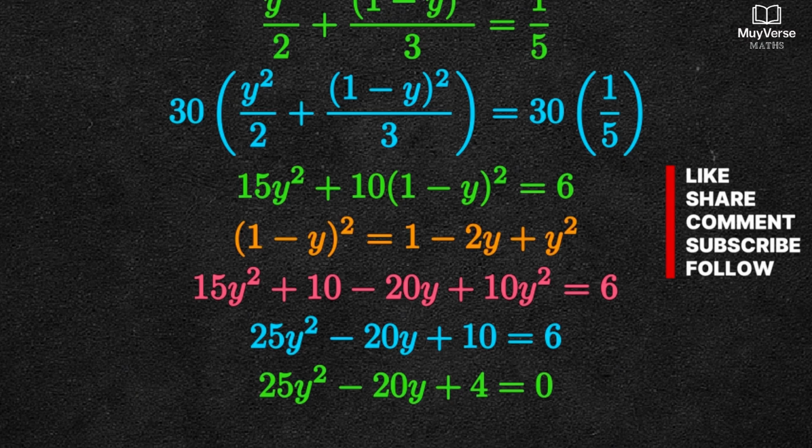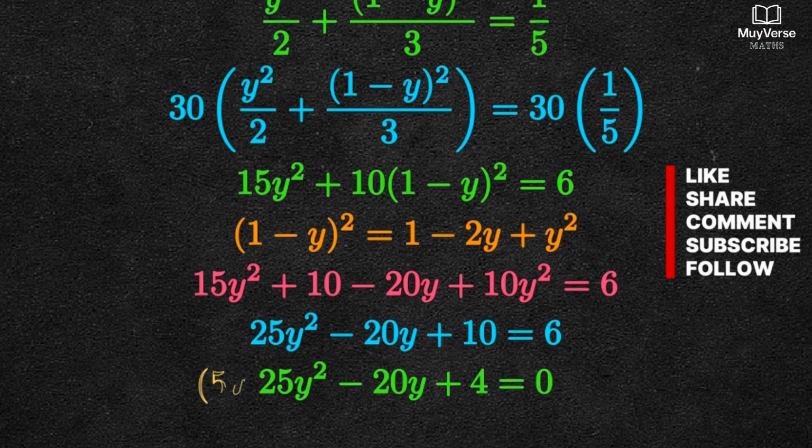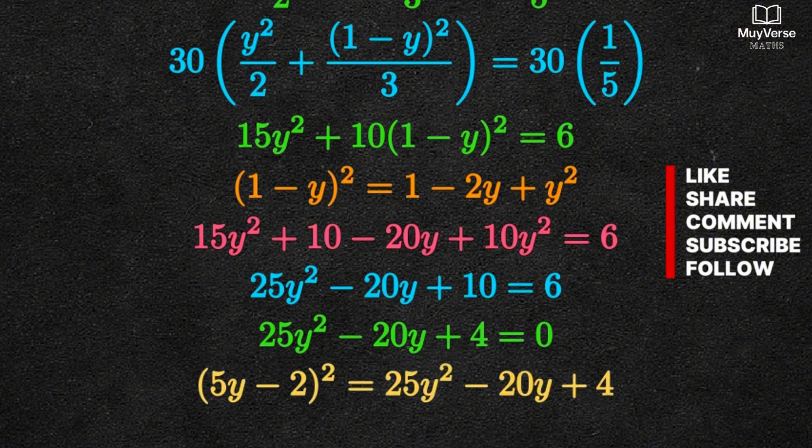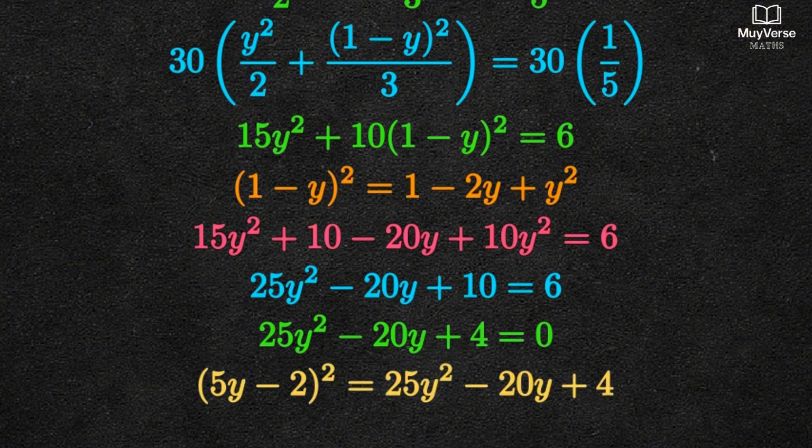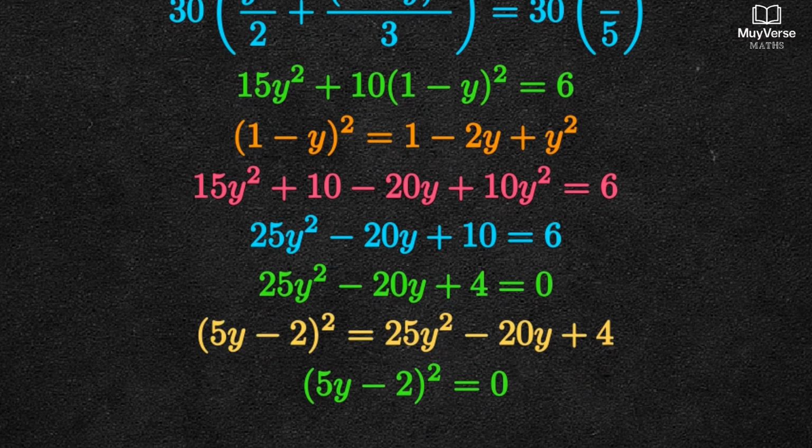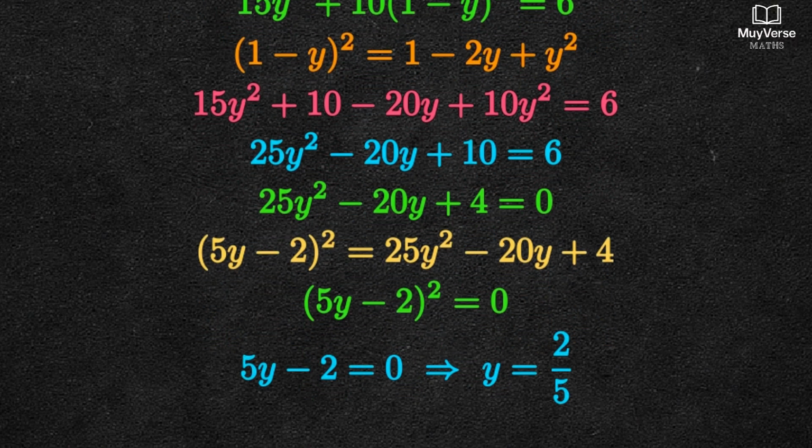Step 4. Recognize a perfect square. 25y squared minus 20y plus 4 is the square of 5y minus 2. So the left side equals 0, which gives (5y minus 2) squared equals 0. Thus 5y minus 2 equals 0, giving y equals 2/5.